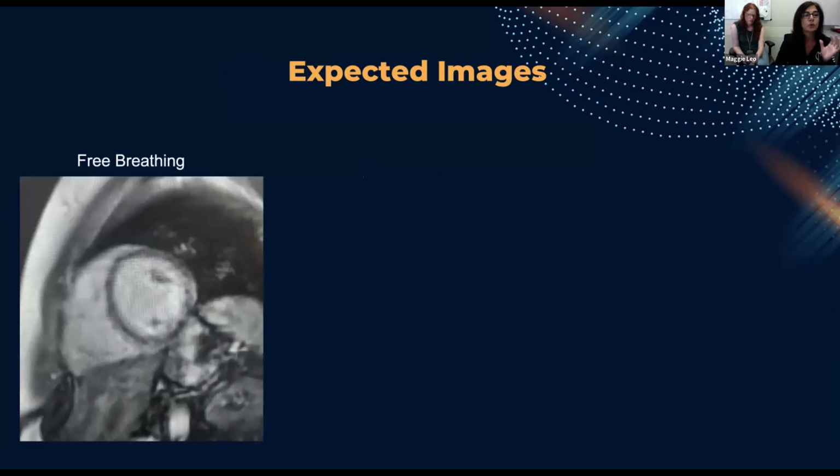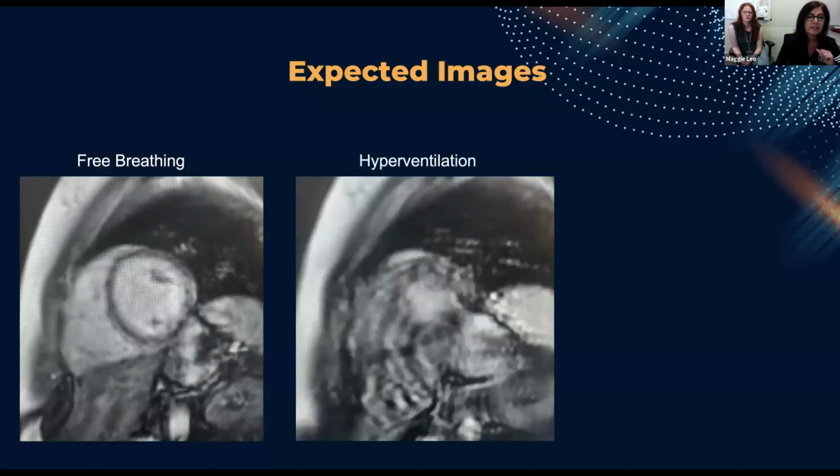So the first is during the free breathing. Now here, as you can see, the images look blurred, and that is expected. And this is a common question from sites that are new to the OS sequence. They say, oh, there's something wrong with my sequence, or am I doing something wrong? Absolutely not. It is expected to be blurry because the participants are breathing right through that portion of the sequence. The next segment is the hyperventilation.